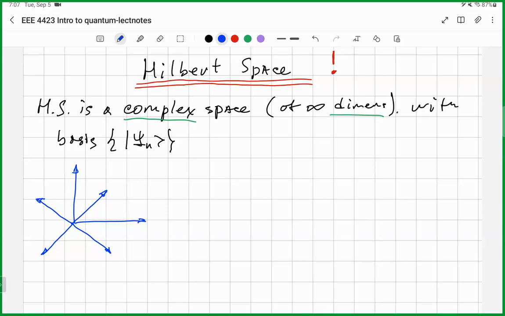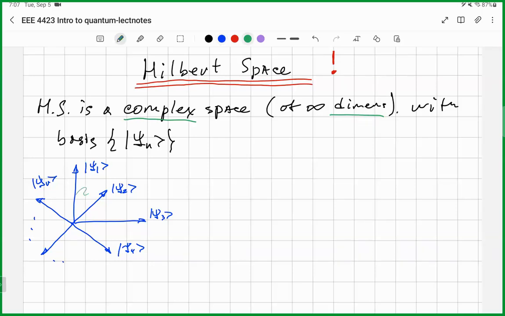We just bear in mind that all these basis vectors, like psi1, psi2, psi3, psi4, etc., psi n, and n can be infinity. So all these vectors are orthogonal, okay?